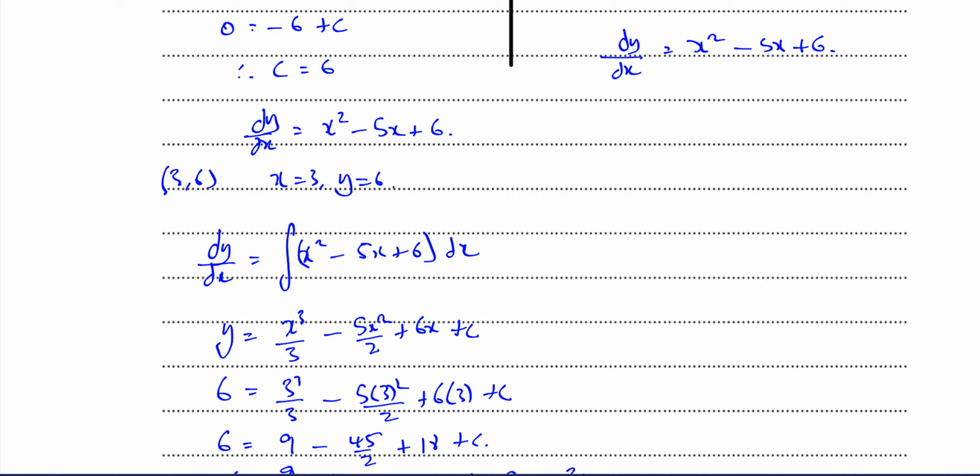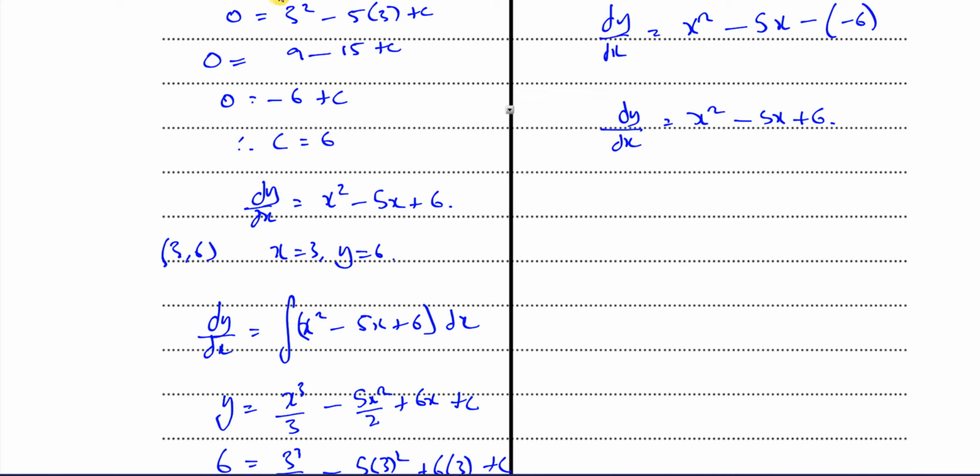Now we can also do this using this other method that I personally prefer, as I said. We can take this and we can integrate this with respect to x. So we'll end up with y equals the integral of x squared minus 5x plus 6.